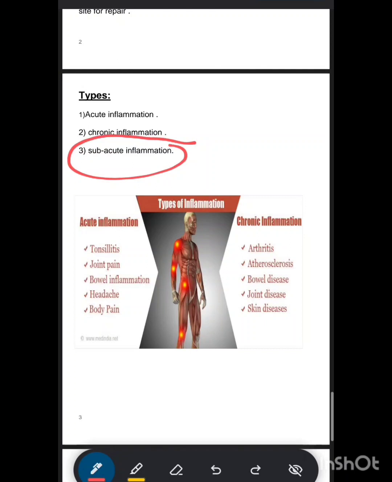Then subacute inflammation. Subacute inflammation is a phase between acute and chronic. So it includes elements of the active exudative phase of the acute response and elements of repair as in the chronic phase also.